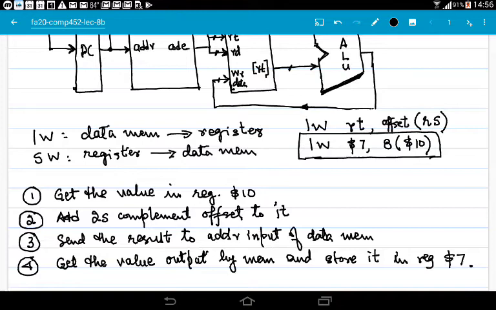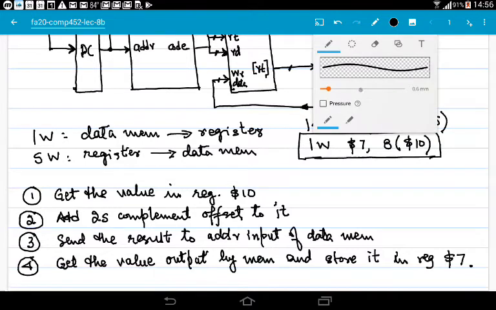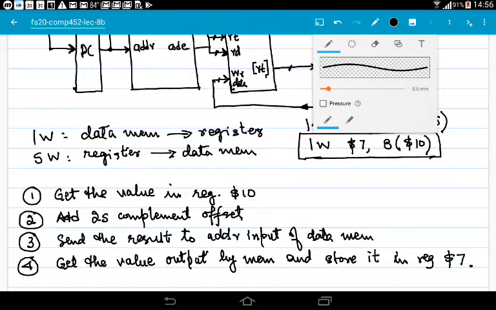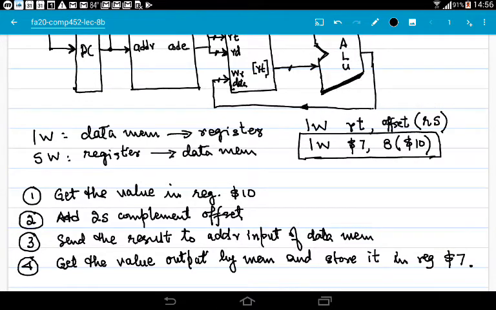Now what is the offset? I forgot to write the offset here. Let me erase this much only. Add 2's complement offset, which is 8 in this case, to it.